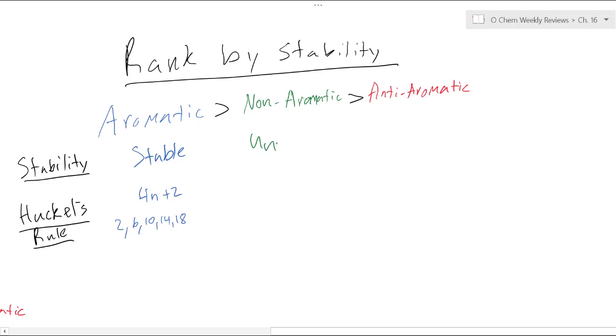Sorry. Non-aromatic is regular. It's not too stable or too unstable. It's all right. Now, non-aromatic can have any number of pi electrons. They don't necessarily have to be an odd number, but if it is an odd number, odd equals automatically non-aromatic. Okay?